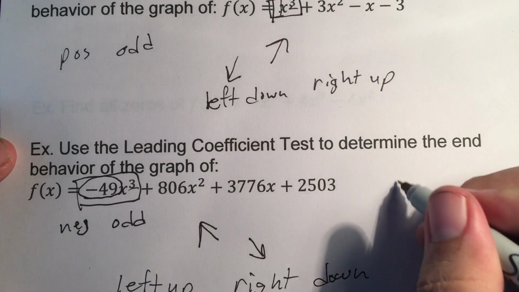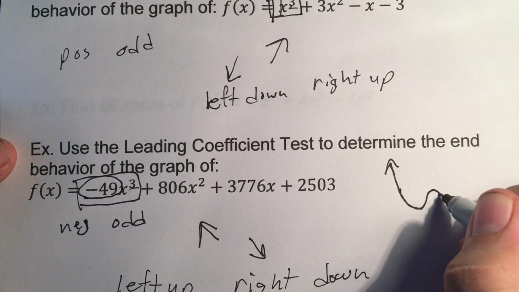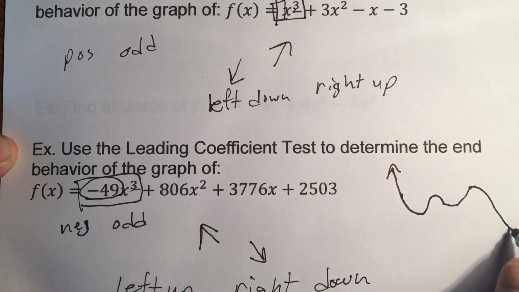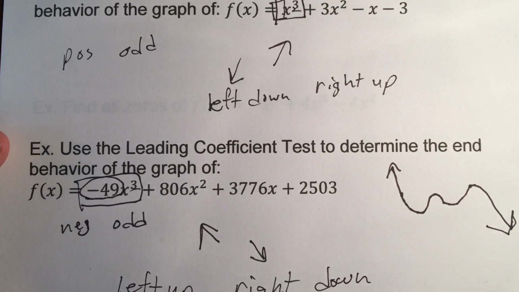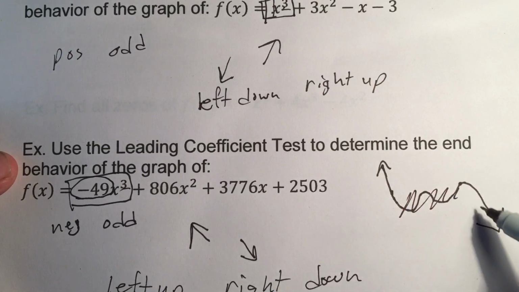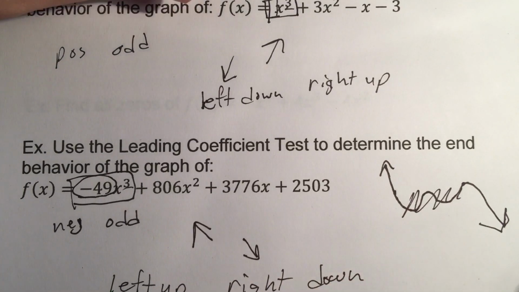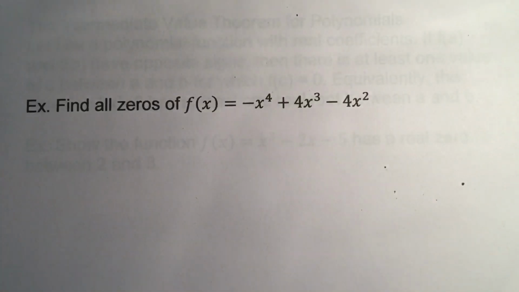So what's going to happen is our graph is going to be something where maybe it's doing one of these, or whatever. But the middle of the graph doesn't matter so much. It's the ends that are going to be doing that stuff. That's what the leading coefficient test will do for you. It'll tell you which way the ends of the graph are going.